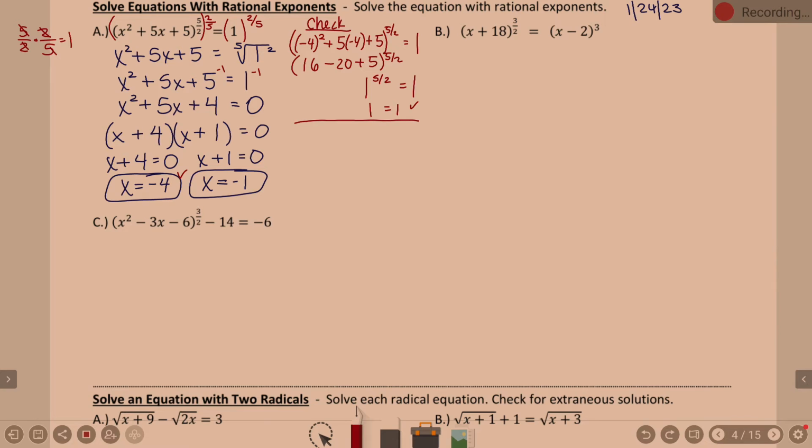So, -1 squared plus 5 times -1 plus 5, all raised to the 5 halves. I want to know if that equals 1. -1 squared is 1, minus 5, plus 5. Well, 1 minus 5 plus 5 is going to be 1. And you have 1 to the 5 halves power. What do you know? 1 equals 1.